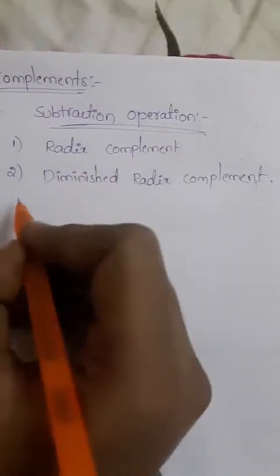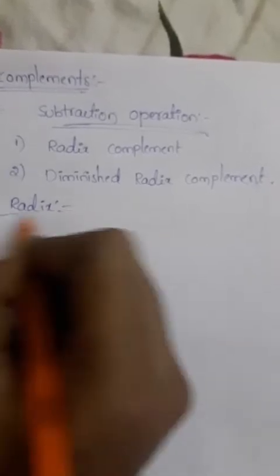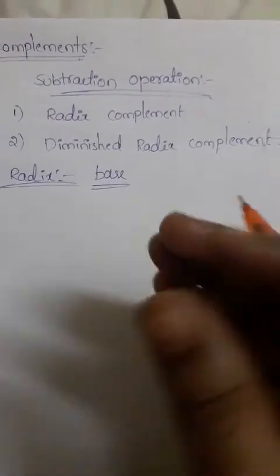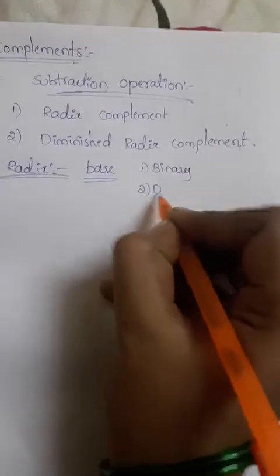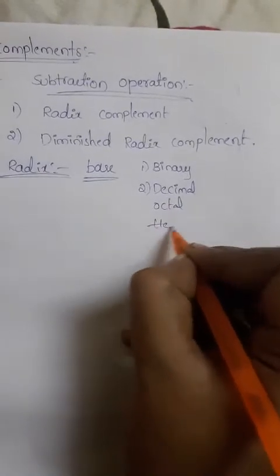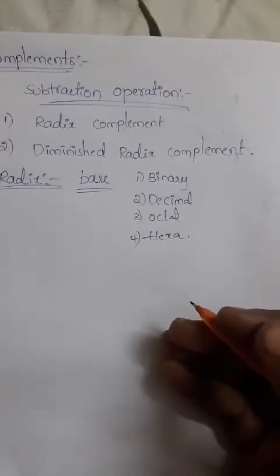Before going to see what is radix complement and what is diminished radix complement, first we'll see what is radix. Already I explained what is radix. Radix is generally what we can call the base. For example, we have four number systems. The first one is binary, the second one is decimal, the third one is octal, and the fourth one is hexadecimal.